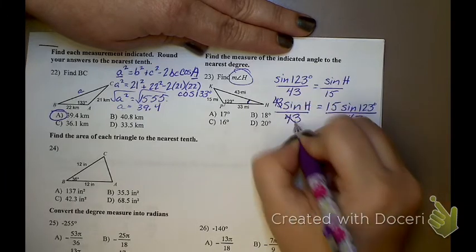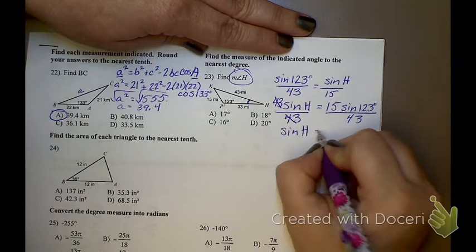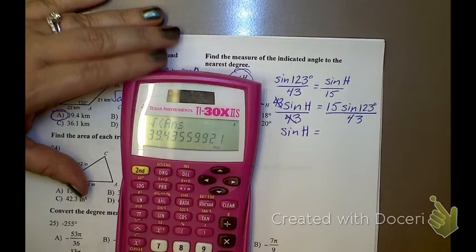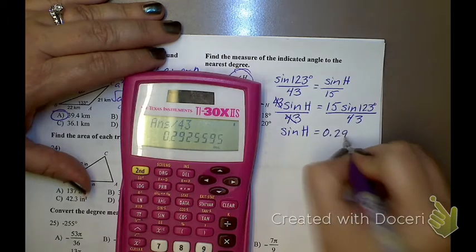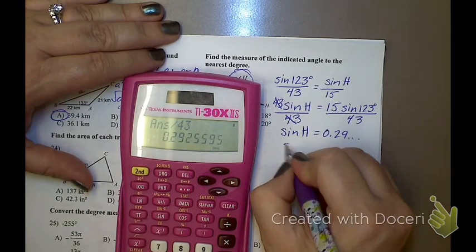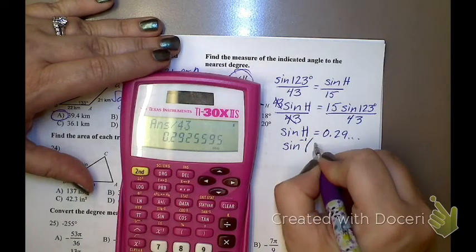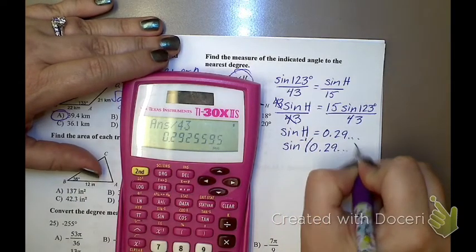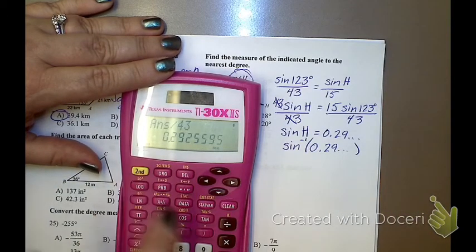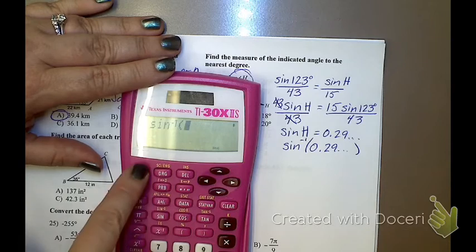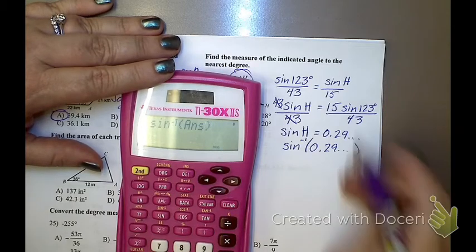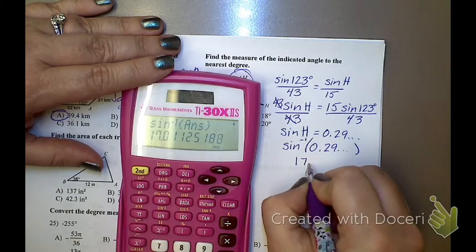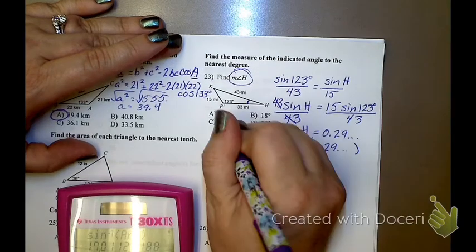So I have sine of h by itself. And let's see what I get. 15 sine 123 is that, divided by 43 is 0.29255, blah, blah, blah. Now, I'm going to have to do inverse sine, because I'm looking for an angle of that 0.29, blah, blah, blah. So watch what I'm going to do. I'm going to hit second sine, there's my inverse, and second, my answer button down at the bottom, so it'll do the inverse sine of the previous answer. That way I don't have to retype everything in. 17.0, so I'm going to say that's about 17 degrees. That's option A.